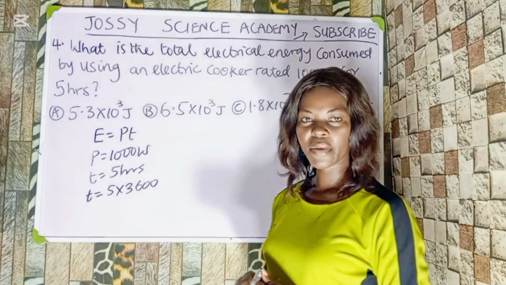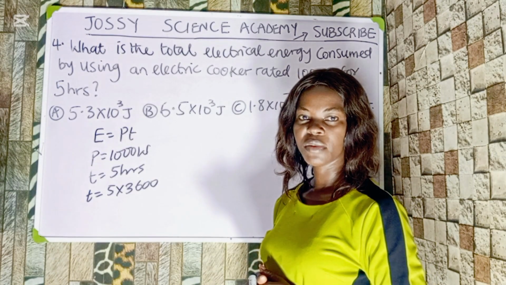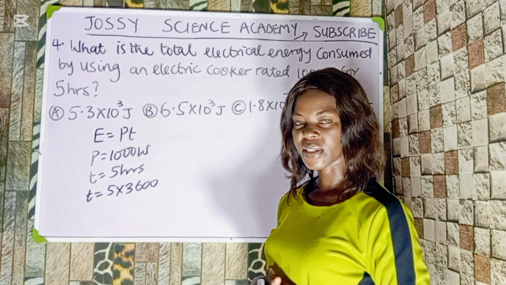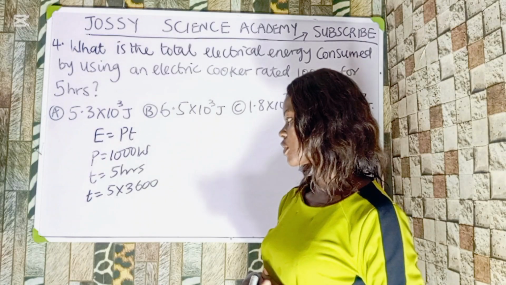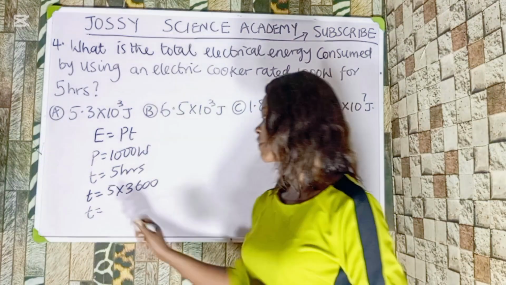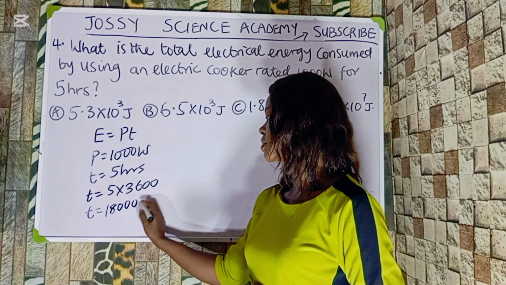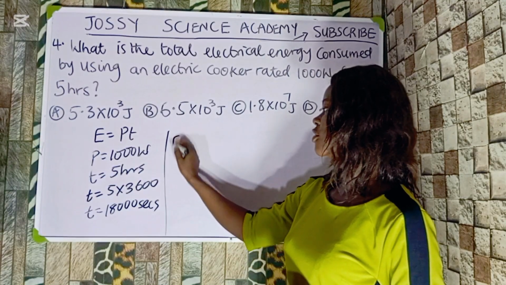3600. And do you know how we got this 3600? To convert from hours to minutes, you multiply by 60, and from minutes to seconds, you multiply by what? 60. That sums up to 3600 seconds. By the time you multiply, it's going to give us 18,000 seconds, right?